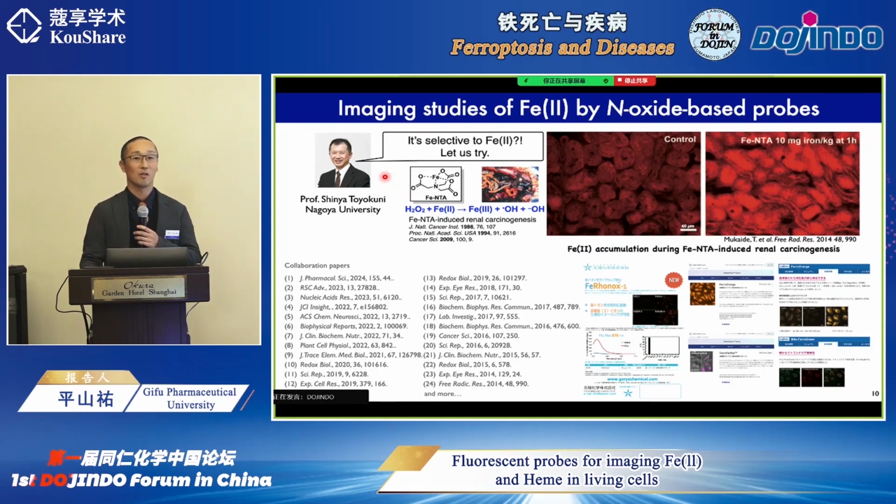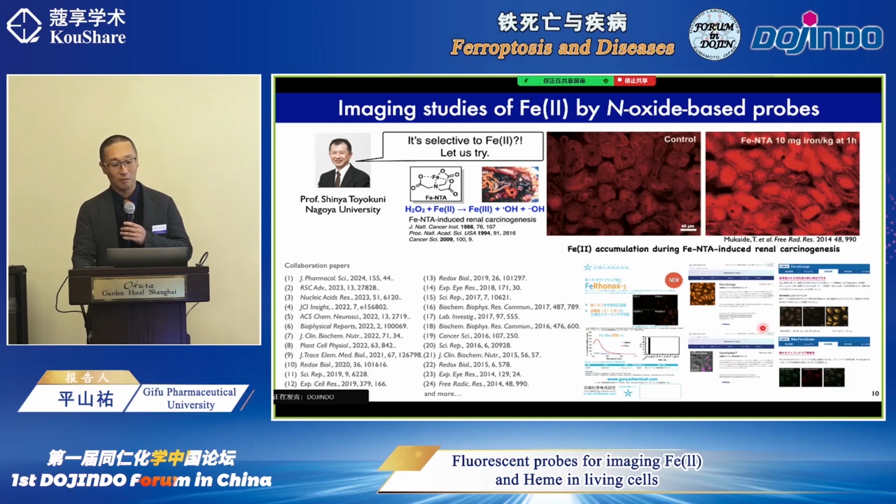other iron species. So our fluorescent probe perfectly satisfies his requirement. So he applied our probe to his iron-induced carcinogenesis model, and he revealed that Fe2+ is accumulating in a carcinogenesis site. After his success, I received many offers, many inquiries from researchers, not only from Japan, but also from all over the world. And now many collaborative works have been published. And now some of our probes are commercially available from Dojindo Chemicals.